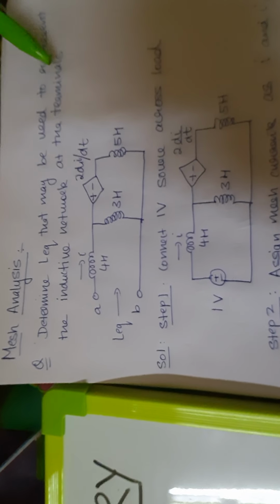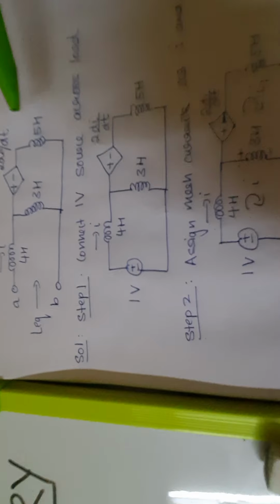Let's start with mesh analysis. So the question is, determine L equivalent that may be used to represent the inductive network at the terminals. So this is the inductive network and we have to find the L equivalent across the terminals. Usually what we do is we find R equivalent, but this time it is L equivalent. So I'll explain the solution.